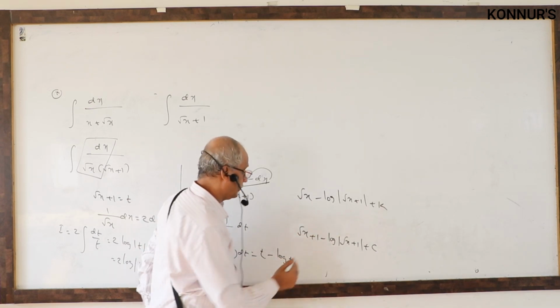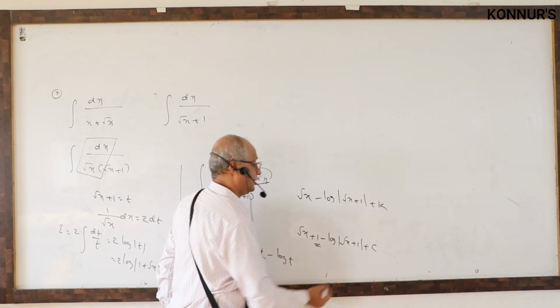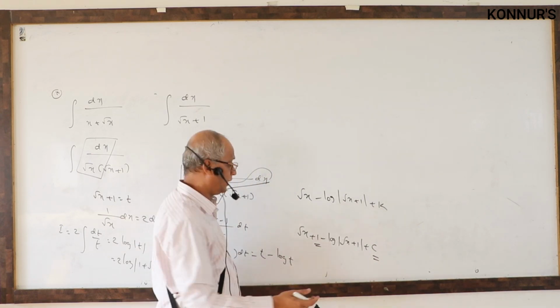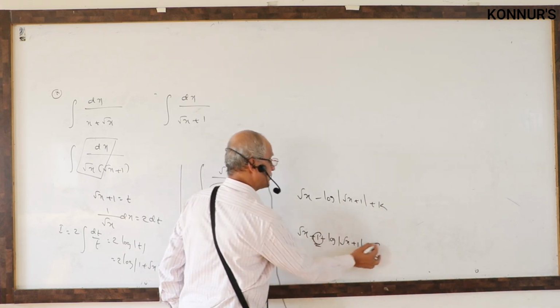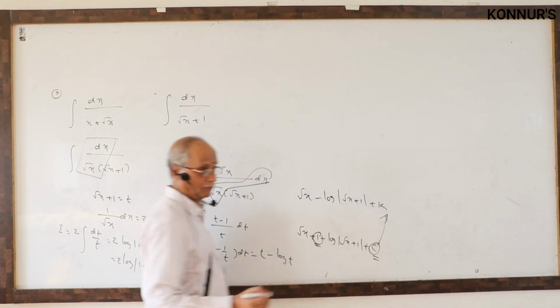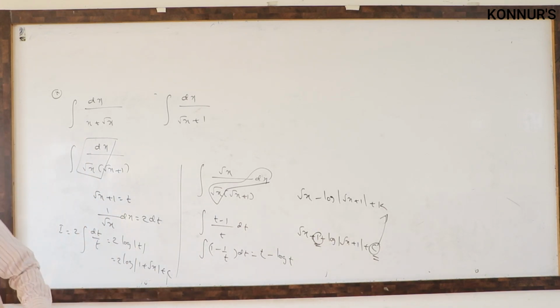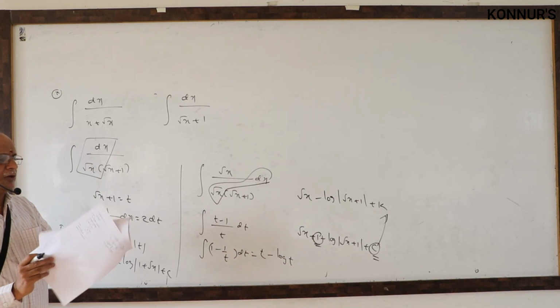What is the reason? One is a constant only. C is also a constant only. 1 plus c is a big constant. Why do we write so many constants? The big constant together is k. That is the reason. This model is important. You can see this model in the assignment also, where I will tell you the problem number.